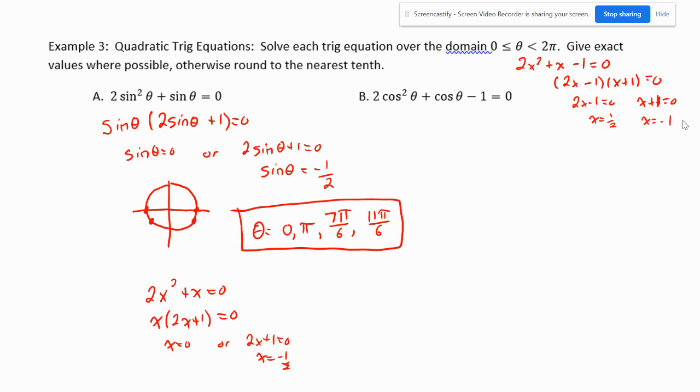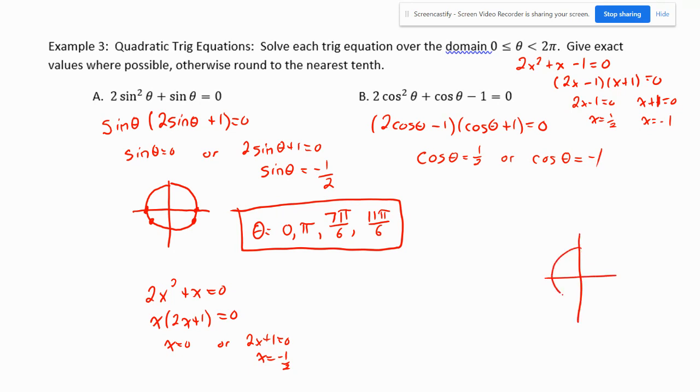Well, same exact idea for this, except instead of having an x, we have a cosine theta. So this factors to 2 cosine theta minus 1 times cosine theta plus 1 equals 0. Don't forget the equals 0 here, guys. If this is like a diploma exam and you forget this part, it's not going to go well for you. They might take off everything, because the equals 0 here is definitely important. So we get cosine theta equals 1/2, or cosine theta equals -1.